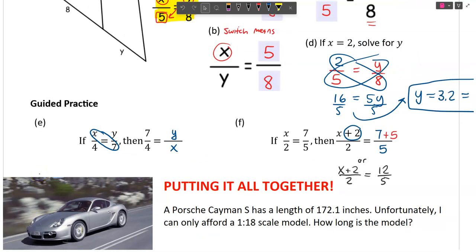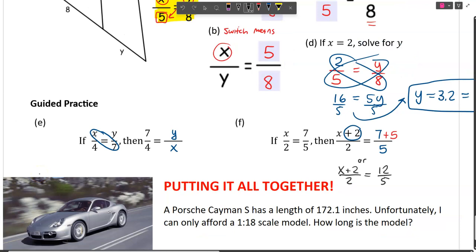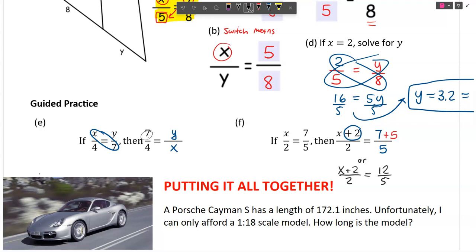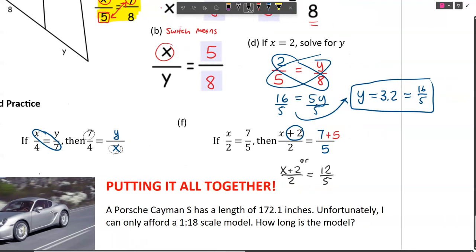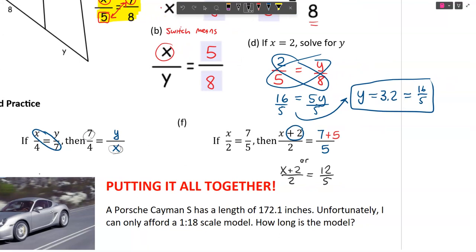Quick examples. For letter E, we'll notice that the 7 is now written at the top. So it looks to me that the cross products were switched, of x and 7. When I wrote that, I put the x down on the bottom and left the y where it was. For letter F, we saw this plus 2, which means I'm adding a whole from my denominator. So I'm going to add a whole from my second denominator, in this case 5. That's going to give me a new numerator of 12. So (x+2)/2 is equivalent to 12/5.